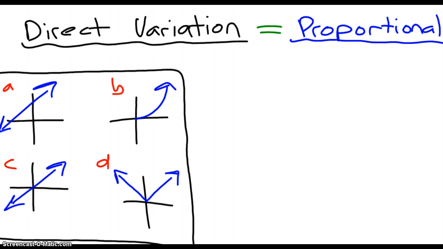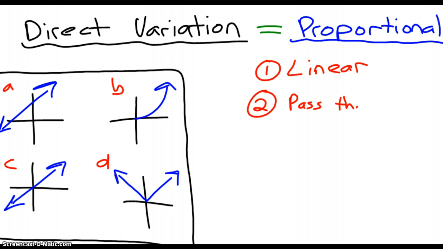And the thing about proportional lines is there are two things that have to be met in order for a line to be proportional. The first is it has to be a straight line, so it has to be linear. And the second thing is the line has to pass through the origin. Okay, so those are the two requirements for a proportional line. Has to be straight, has to go through 0, 0.